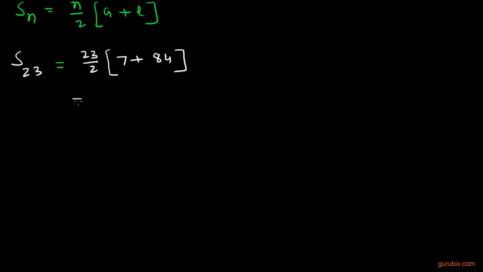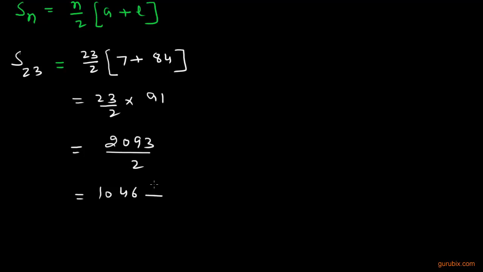Now we can calculate this value. This is 23 over 2 multiplied by 91, and if we multiply 23 with 91, we get 2093 over 2, and we can write it as 1046 and 1 over 2. So this is the solution of the question.